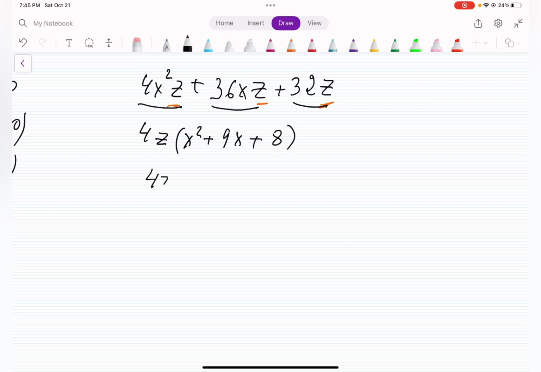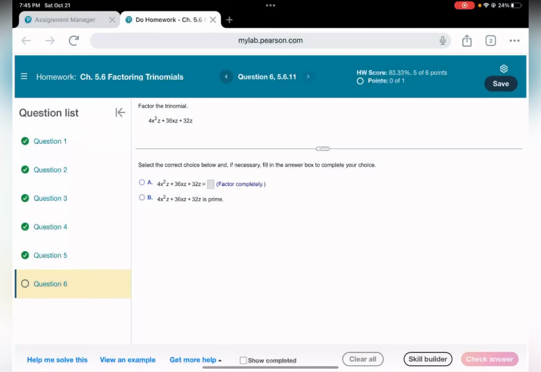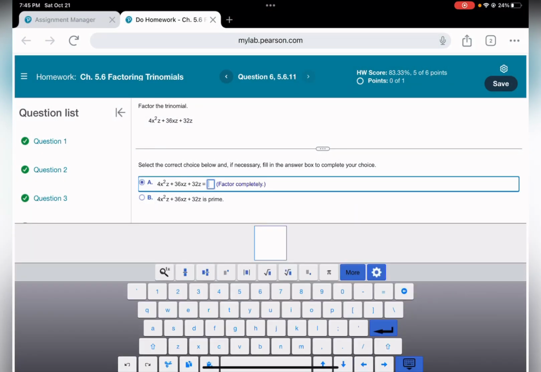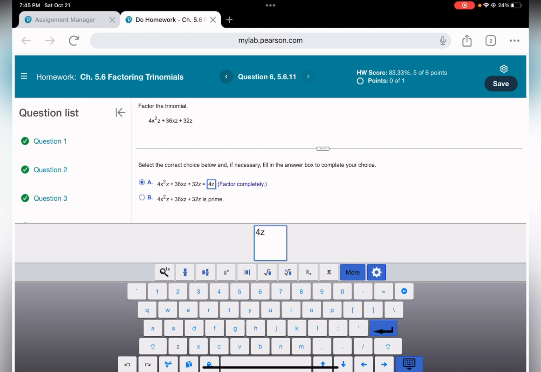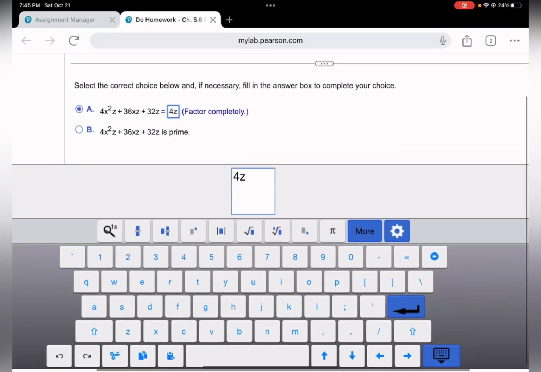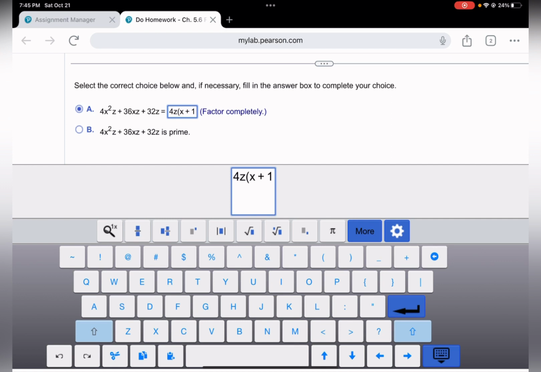So, well, this is pretty easy. For z, positive 8, positive 9 is going to be x plus 1 and x plus 8, right? 1 times 8 is 8, 1 plus 8 is 9. For z, x plus 1, x plus 8. For z, x plus 1, closing parenthesis, and x plus 8.